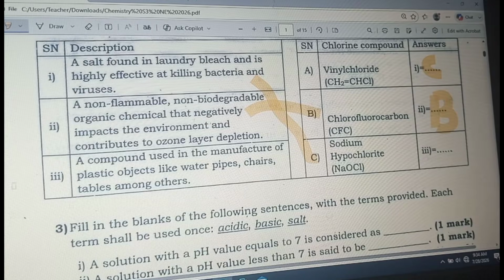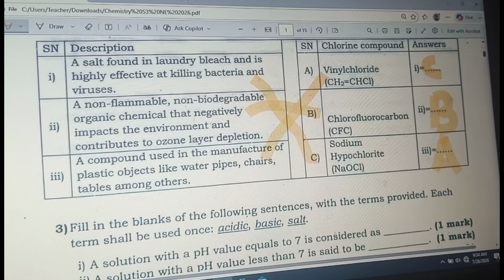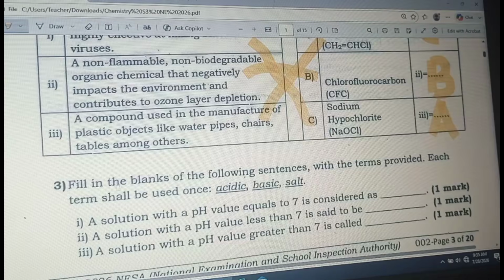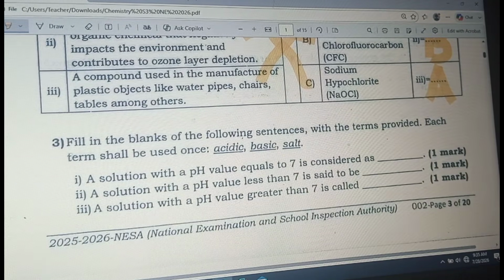Yes. Okay, I.3. A compound used in the manufacture of plastic objects like water pipes, chairs, tables, among others. This one matches vinyl chloride. Here is A. Okay, I.1 matches C, I.2 matches B, I.3 matches A. Let's continue with question 3.